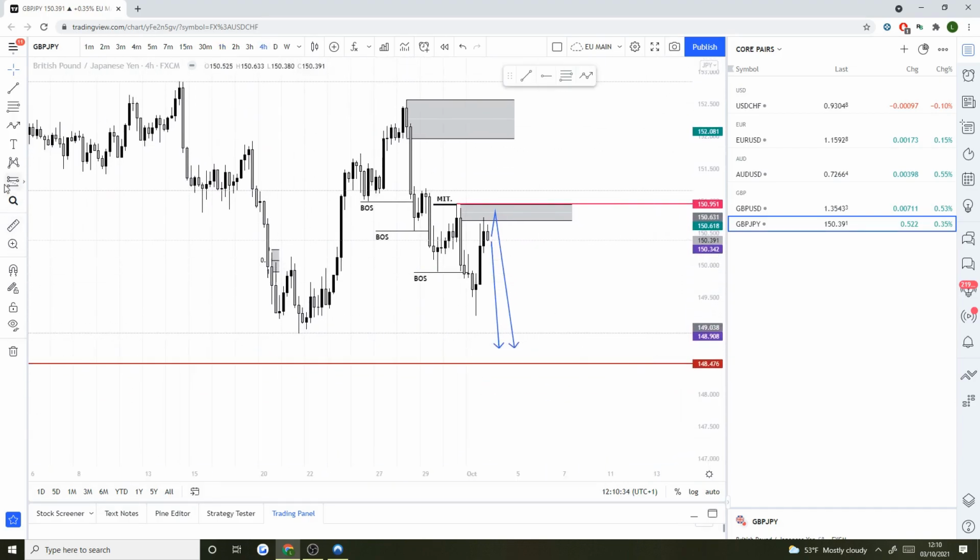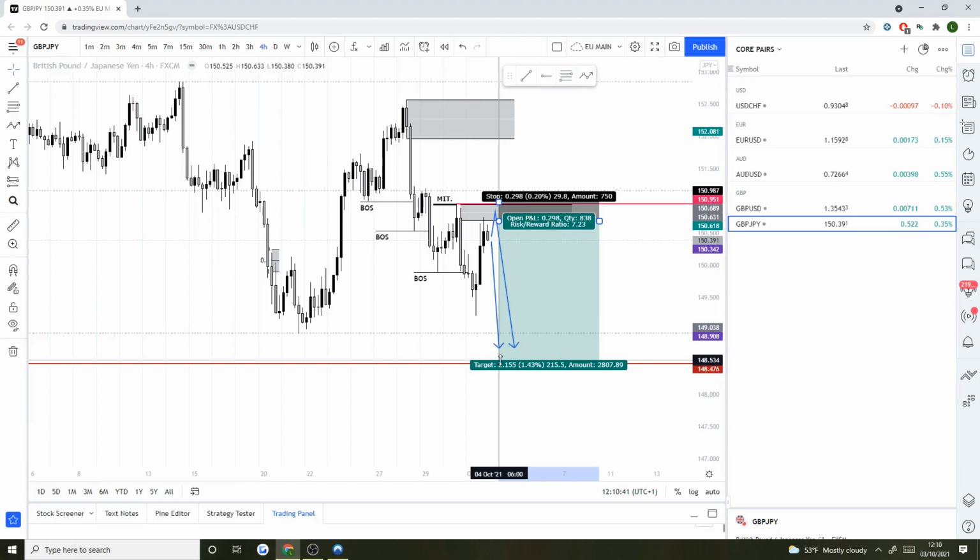So that's my forecast for the pound yen. I'm looking at sells pretty much just out of this area to continue the 4 hour mitigation flow, looking to break structure again on the daily.